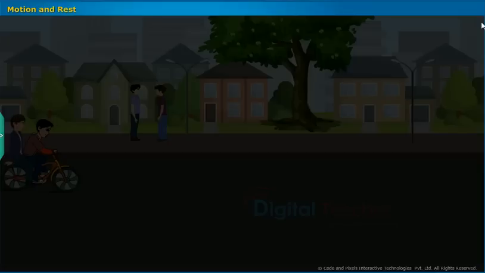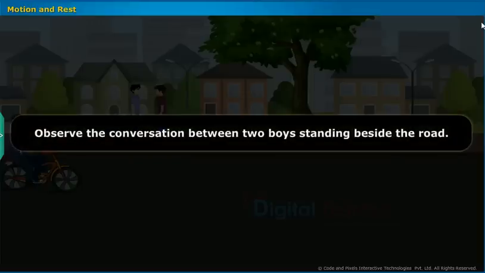To understand the idea of motion and rest, take up the following activity. Observe the conversation between two boys standing beside the road.